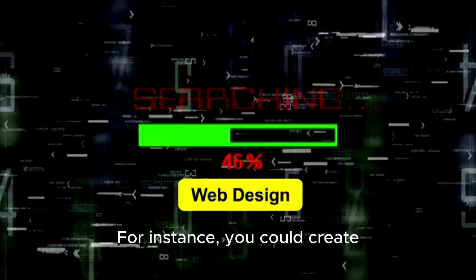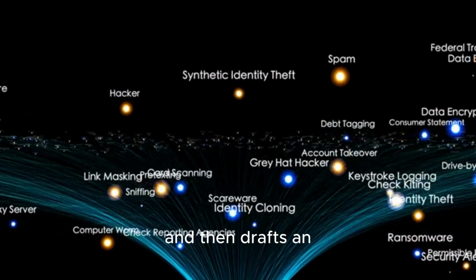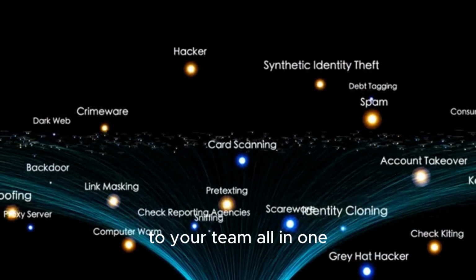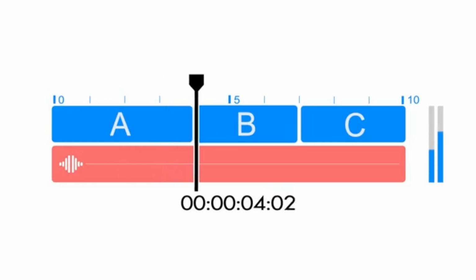For instance, you could create a task that scrapes data from a website, summarizes the important findings, and then drafts an email with those findings to your team all in one seamless chain. You don't need to write any extra code for this. Just define the clear steps in your task file, and Minimax will execute them in order.